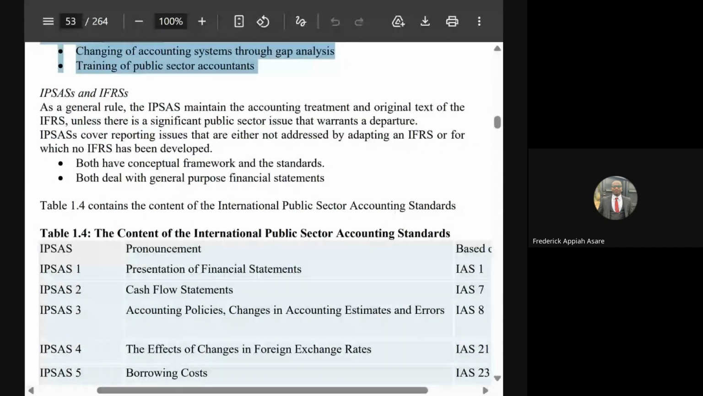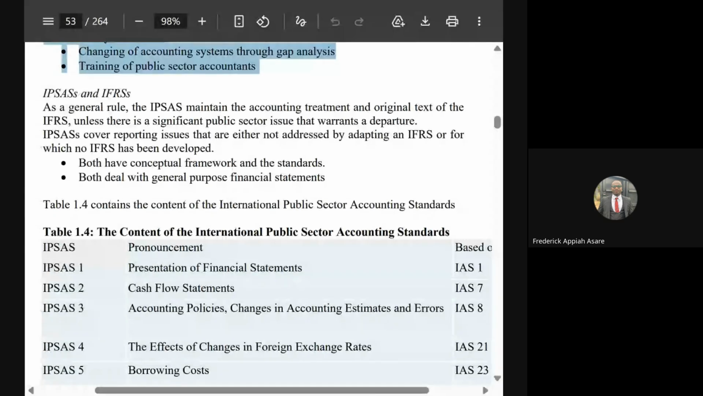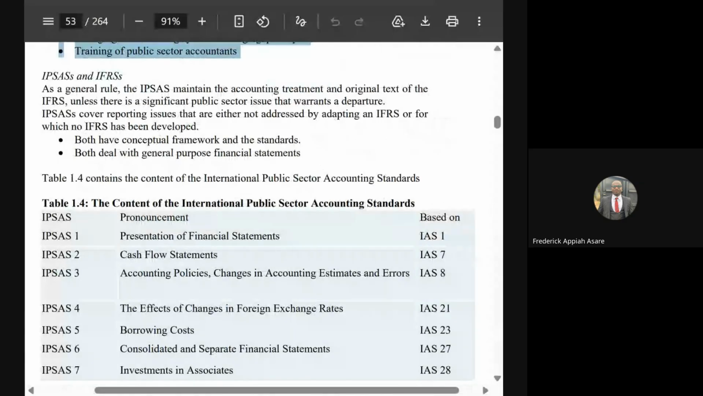Now, these are the various standards that we have. This is the IPSAS, and when it comes to the other accounting standards, you will see them here. So for instance, IPSAS 1 is presentation of financial statements, but this one is usually IAS 1, preparation and presentation of financial statements. Even this one no longer exists. They have brought IFRS 18 in place of IAS 1.